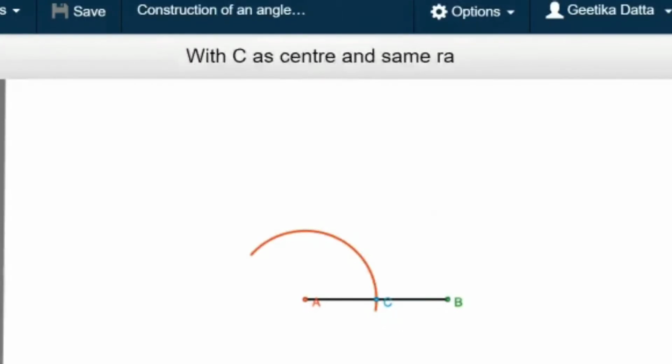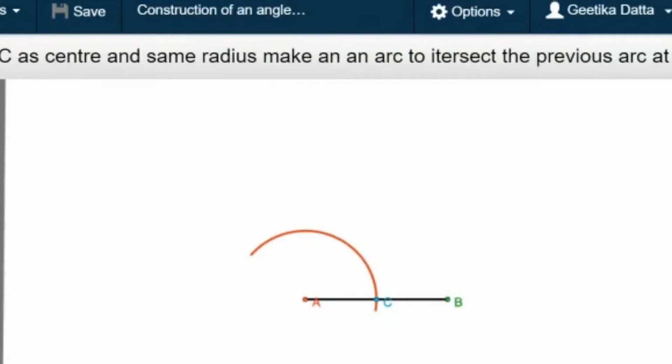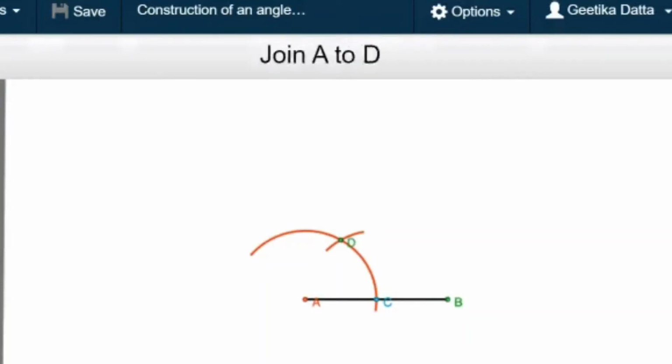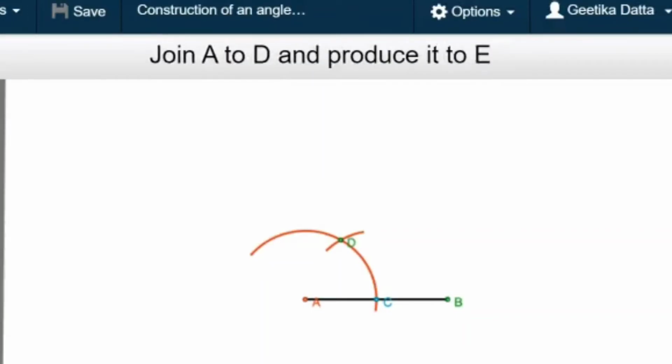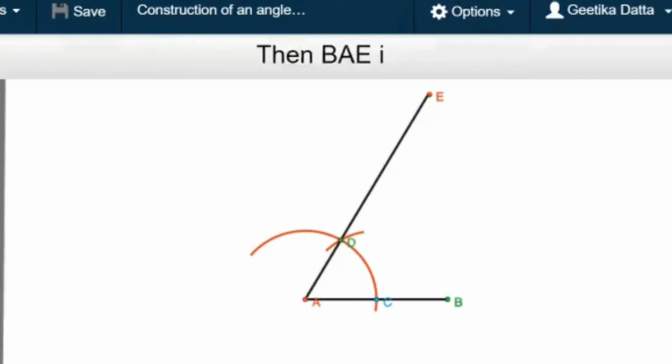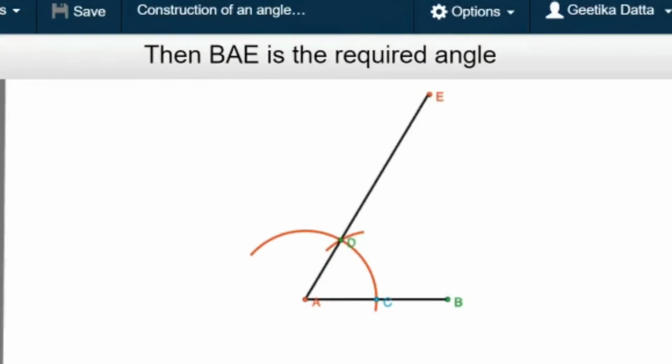Then, with C as center and the same radius, without changing the radius, I make another arc on the previous arc to intersect the previous arc at point D. If I join A and D and I extend it to point E, then angle BAE so formed is equal to 60 degrees. We can take the protractor and measure it also.